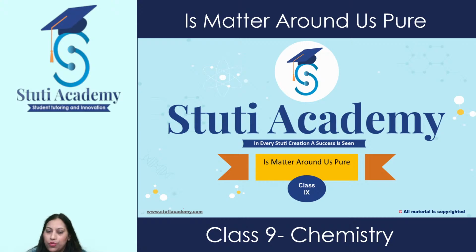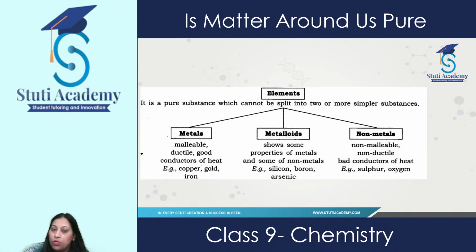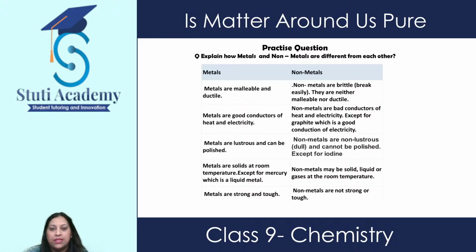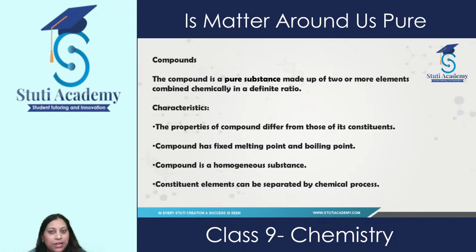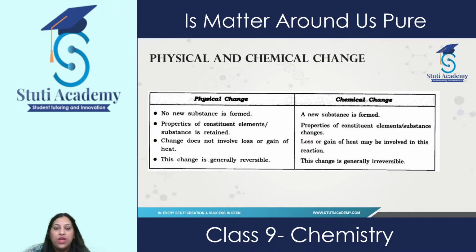Our chapter number 2 is Matter Around Us Pure. So students, in earlier classes we have covered classification of matter on the basis of their chemical properties. We have discussed a few questions also, and we have discussed elements, types of elements, how metals and non-metals are different from each other, how compounds and elements are different from each other, what characteristics they have, what mixtures are, what their properties are, and we have discussed many questions based on these topics.